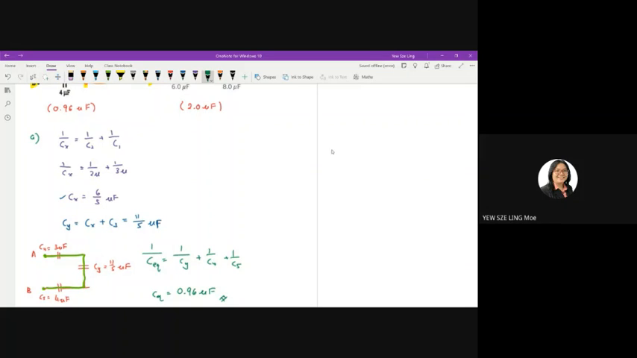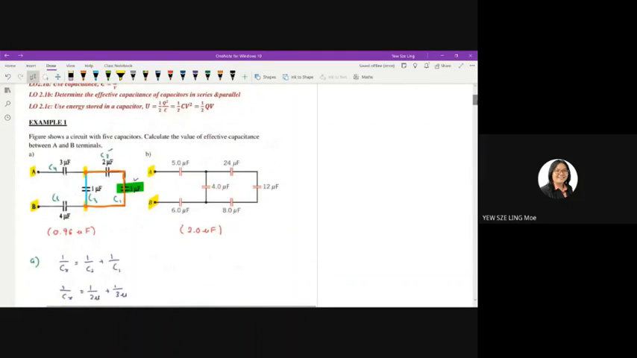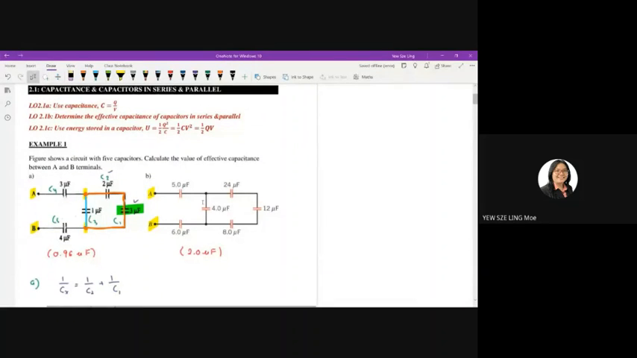All right, now let's look at questions B. If you understand the previous one, then questions B, you should be able to solve very fast because it's very similar. Now I have terminal A and B once again on the left-hand side. The one furthest away from terminal A and B is this 12 microfarad capacitor. As usual, I like to label my diagram: C1, C2, C3, C4, C5, C6.